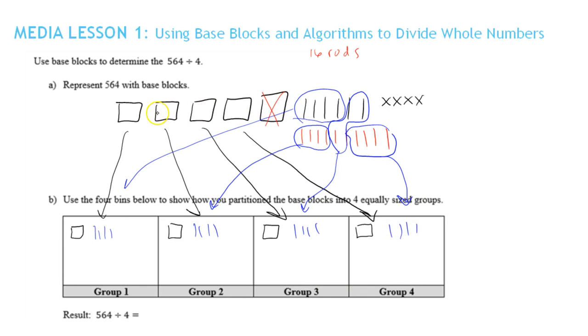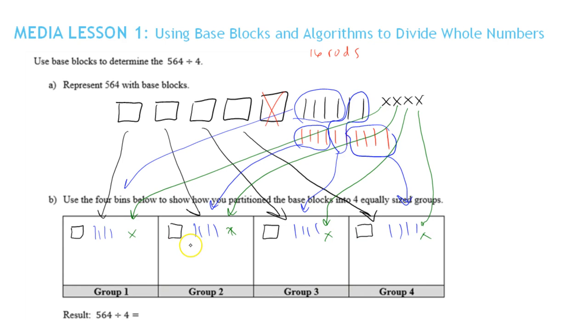So now we've equally distributed all of the flats and all of the rods. We're left with 4 units, and we can just put 1 unit into each group. 1, 1, oops, that should be an X. So now we've used all of the base blocks and we've shared them equally into 4 groups.